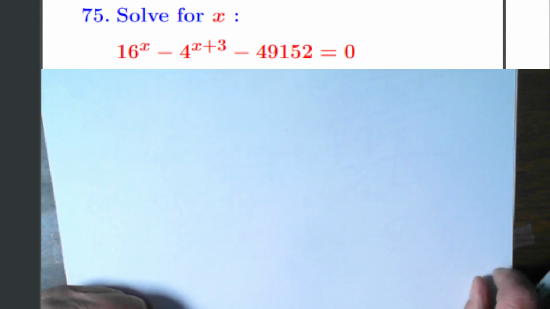Today I will try to find the value of x in the equation 16^x minus 4^(x+3) minus 49,152 equals 0. Now we have three terms here.